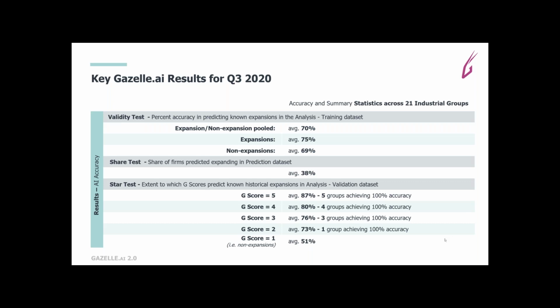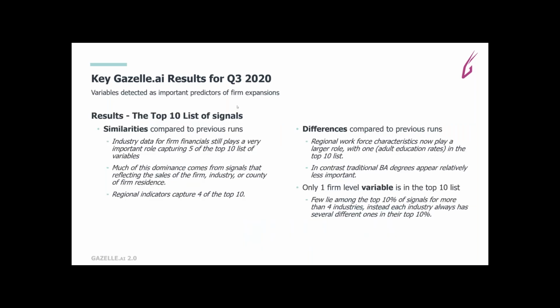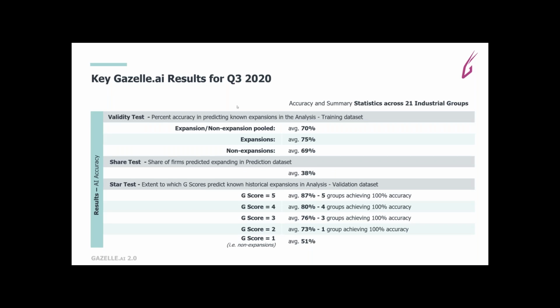Our G-scores of 4 average around 80%, with 4 groups achieving 100% accuracy. G-scores of 3, about 76, 3 groups achieving 100% accuracy. And G-scores of 2, which is the lowest propensity firm we predict to expand, we were correct 73% of the time in our analysis validation data set, and 1 group achieved 100% accuracy. A group is an industry group. G-scores of 1, the non-expansion, averaged about 51%. So overall, the majority of these validity percentages represent increases or maintenance of accuracy compared to previous runs, which is pretty good considering the shock that we've all experienced. Next slide, please.